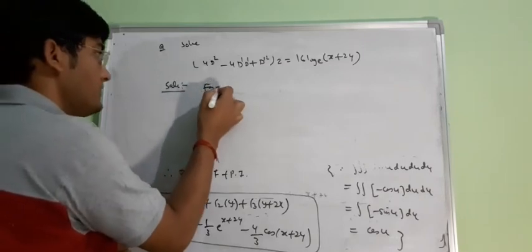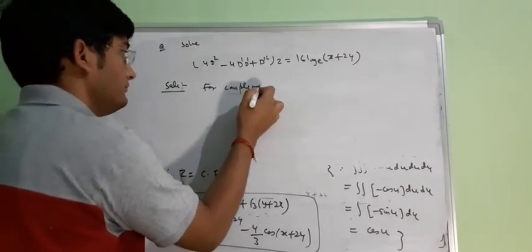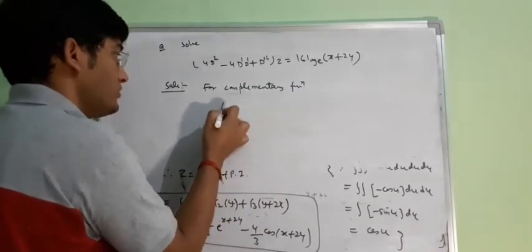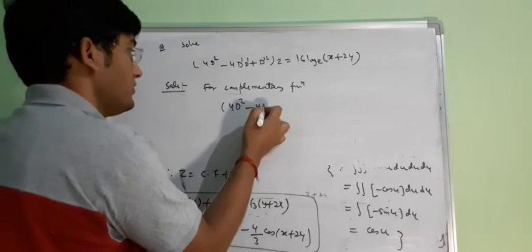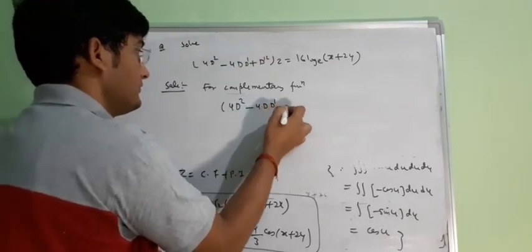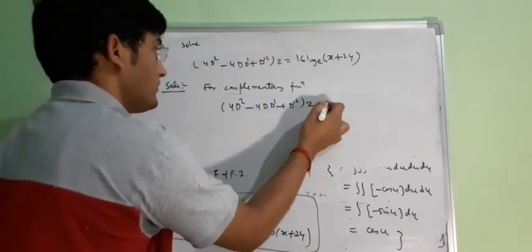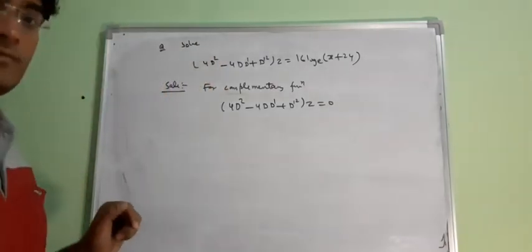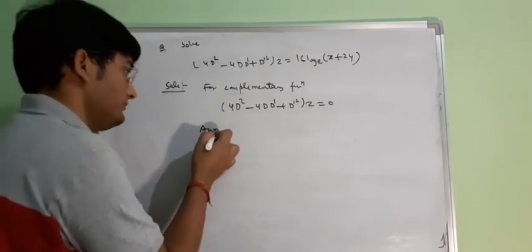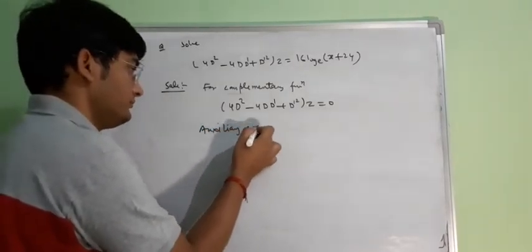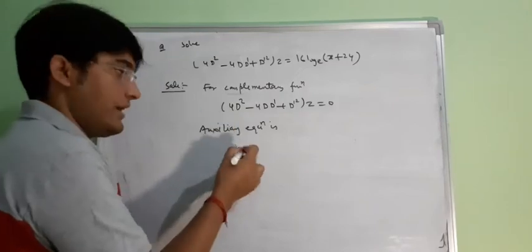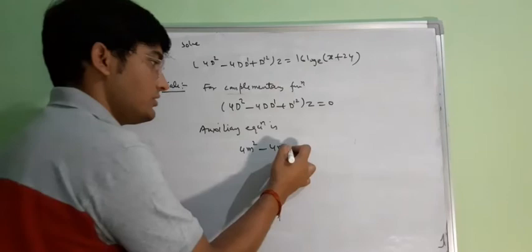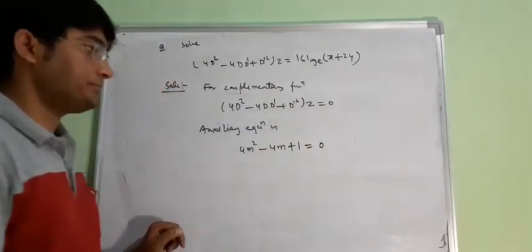For the complementary function, our right-hand side should be 0, so this will be (4D² − 4DD' + D'²) z = 0. Now our auxiliary equation will be: let us replace D by m and D' by 1, so this will be 4m² − 4m + 1 = 0.